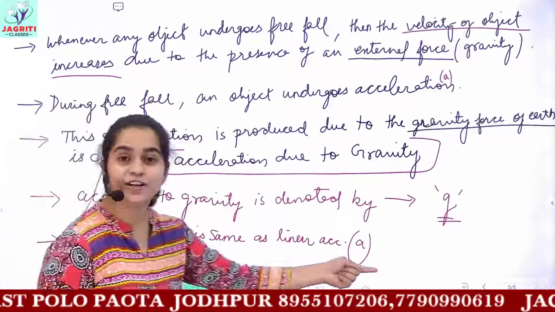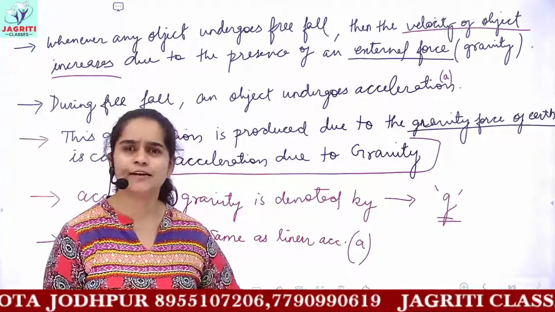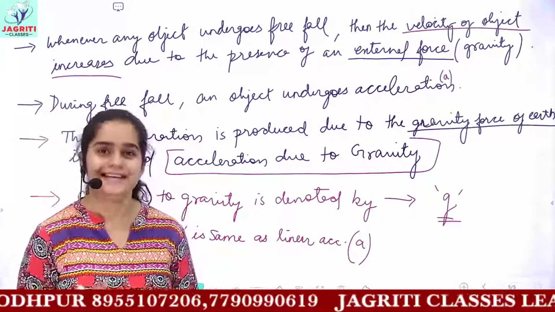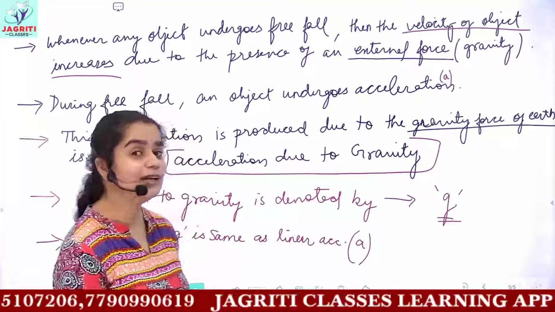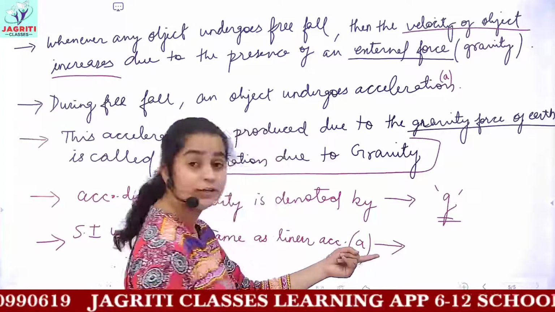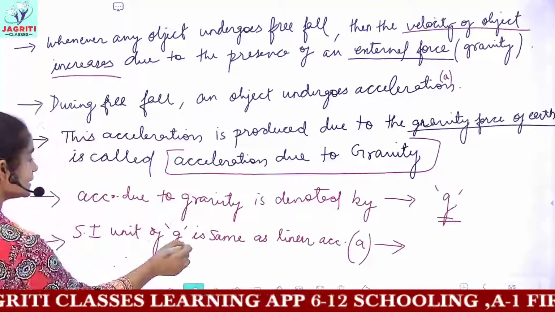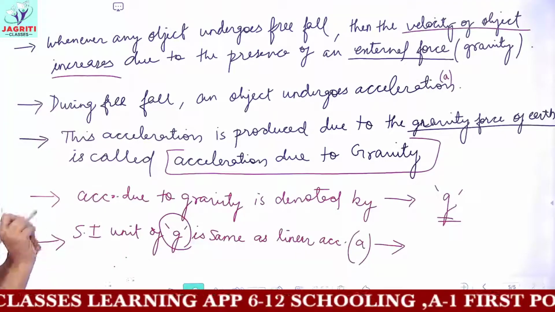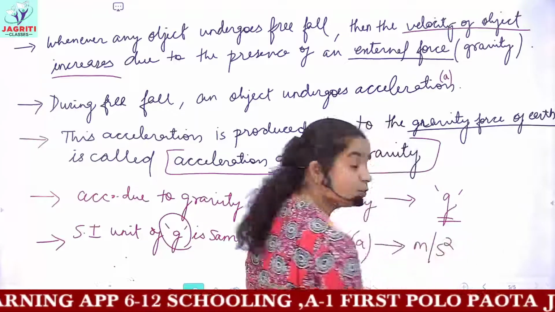So the SI unit of acceleration was what? You read it in the chapter Motion, Force and Laws of Motion. Yes, the SI unit was meter per second square. Include the term square also. So the SI unit for acceleration was meter per second square, and this same unit is the SI unit for acceleration due to gravity, g. So the unit of g is meter per second square.